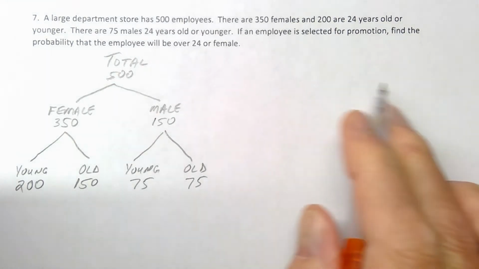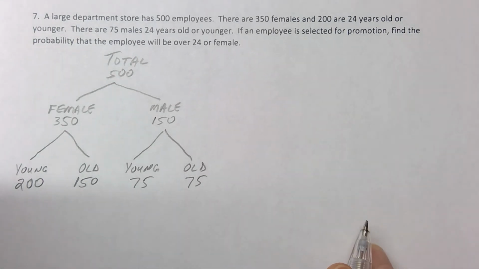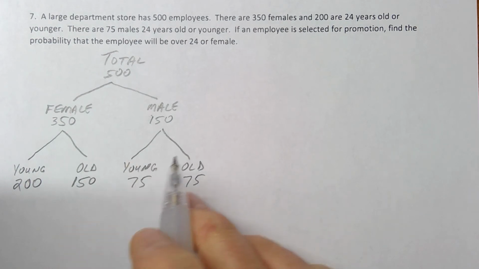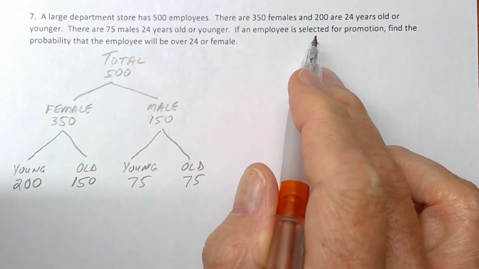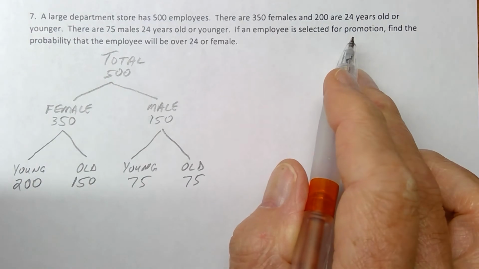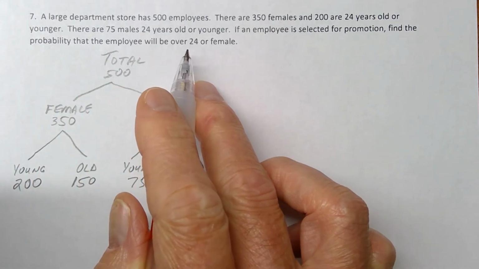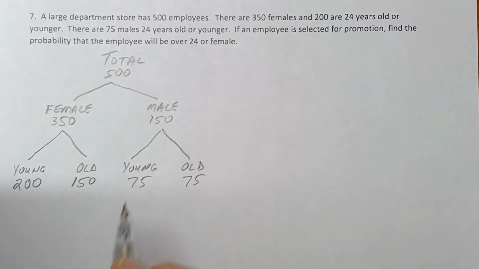Okay, now I'll show our work over here with our 4 lines of work. But looking at this tree diagram, we can figure out this probability. If an employee is just pulled out of a hat for a promotion, let's find the probability the employee is over 24. Remember we called that old?